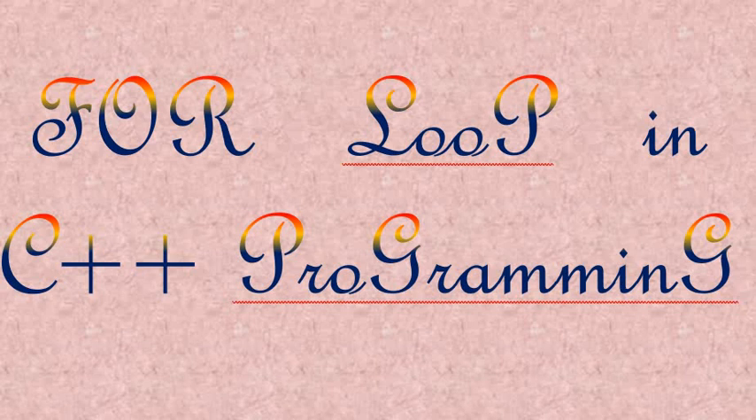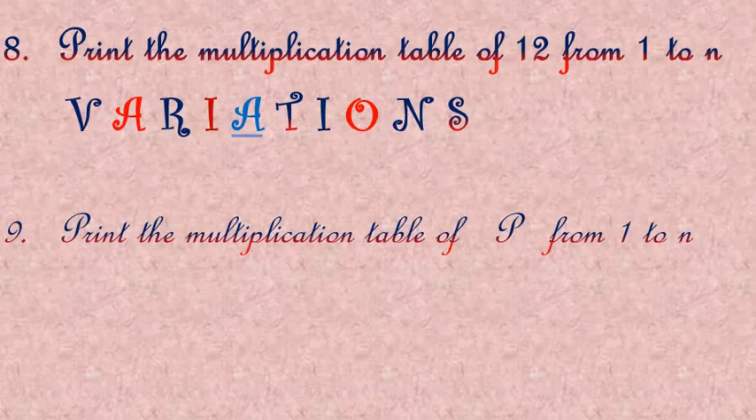Loop in C++ programming, multiplication table program coming up. So, print the multiplication table of 12 from 1 to n. There are variations in the program that I can show you. And why only 12? There are so many numbers, and the number can be anything. So, here comes the program.